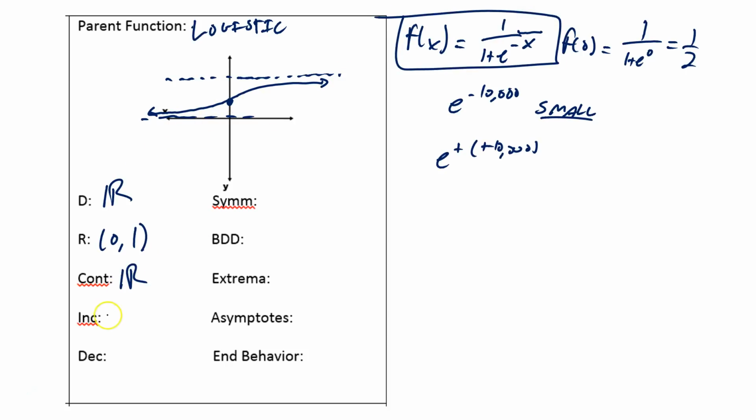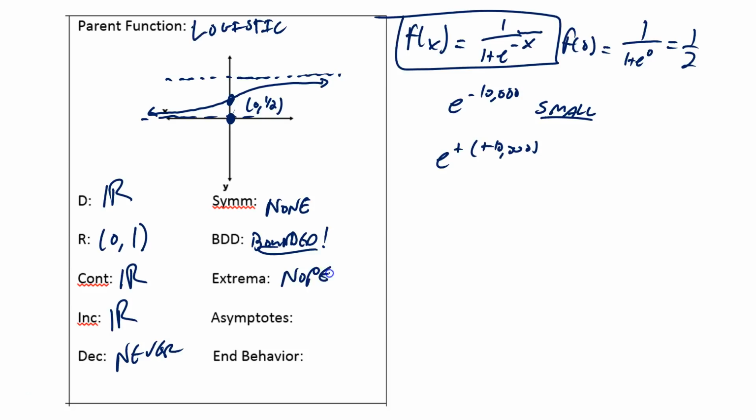Continuous everywhere. Increasing everywhere. Never decreasing. Symmetry. Remember, it has to be around this point, so we have no symmetry. It has to be around 0, 0 if it's going to spin. You could say that it has rotational symmetry around the point 0, 1 half, but that'd be kind of weird. It's not even or odd. Bounded is bounded, both below and above. Remember, we just say it's bounded when that happens. Extrema, nope. Asymptotes, we have 2 horizontal asymptotes at y equals 0 and y equals 1.